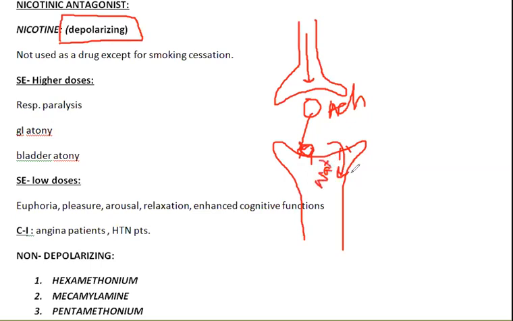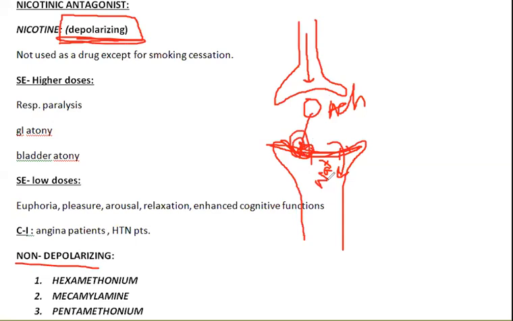This influx of sodium inside depolarizes this membrane. We just read in today's neurophysiology lecture 2 that it is called a receptor potential. So it depolarizes this membrane, and sodium ions rush into the membrane. This is what we call depolarizing. But there are drugs which are non-depolarizing as well. In those cases, these drugs are not directly getting attached to these receptors.